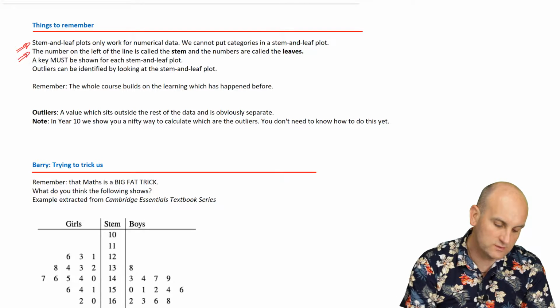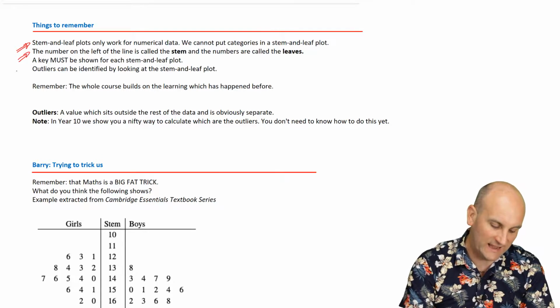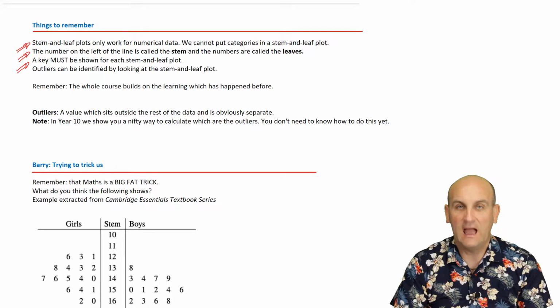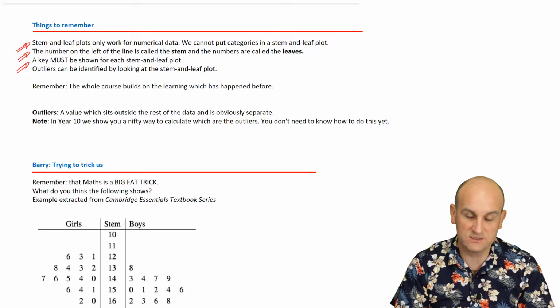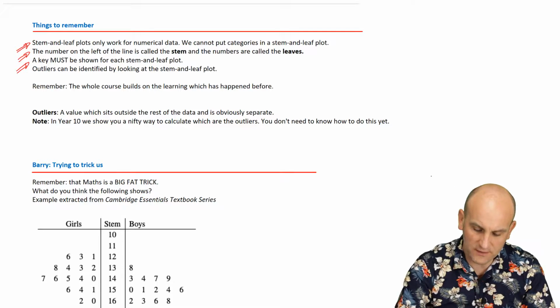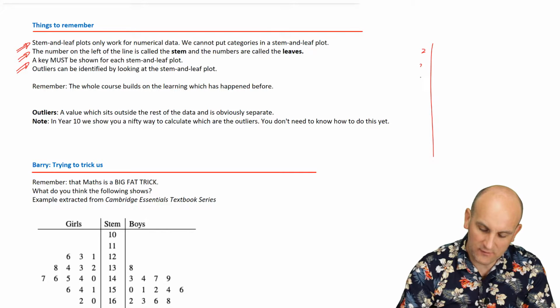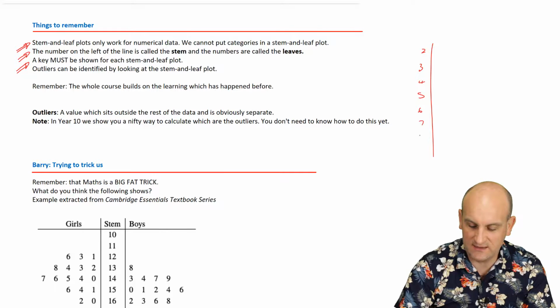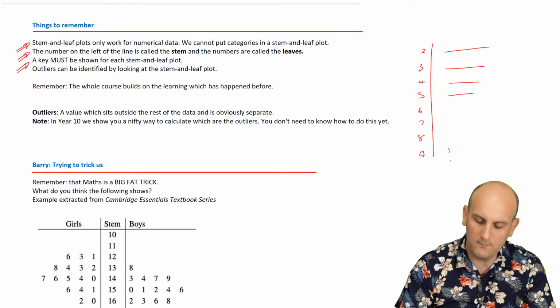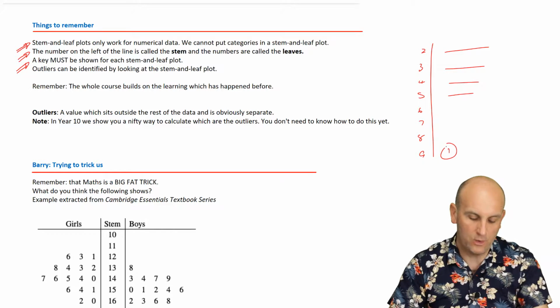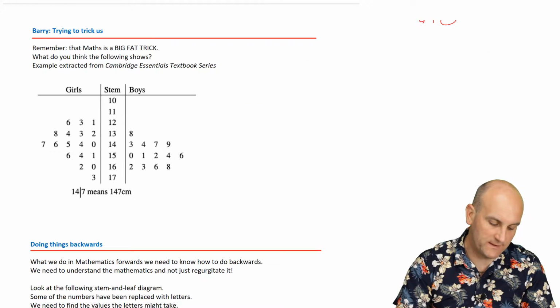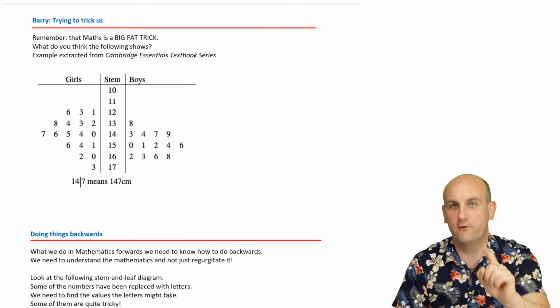The numbers are called stems and leaves. We need to know that. A key must be shown. And an outlier should be identified. Again, what's an outlier? That's a number that sits way, way, way outside of our data. So for example, if I had a stem and leaf diagram of 2, 3, 4, 5, 6, 7, 8, 9, and we had lots of numbers here and here, and then one number out here on its own, that would be an outlier.